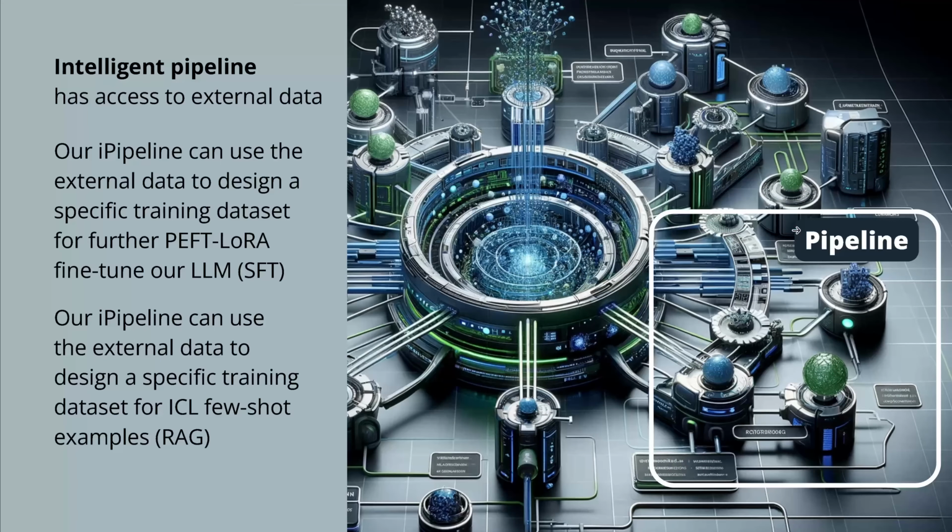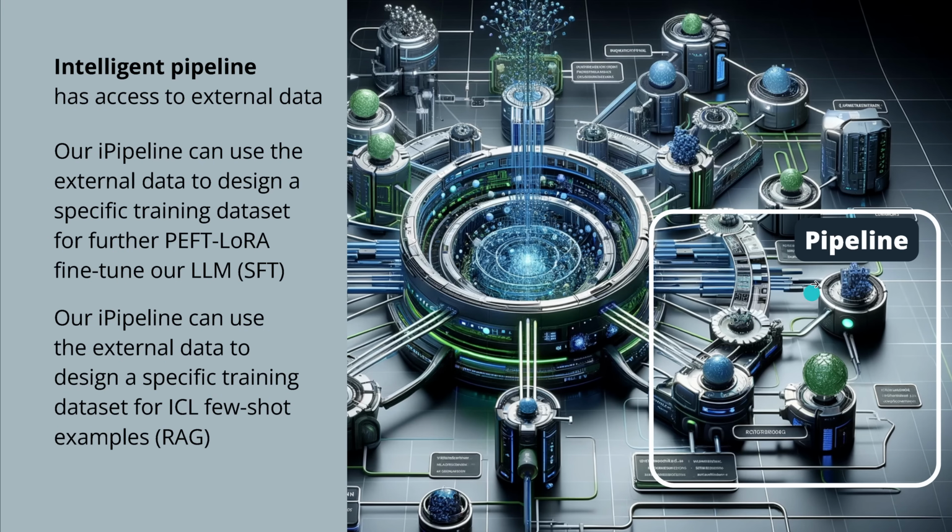So today we're going to find a solution. Just think about it. If we have here our LLM in the middle, and then we have here all our data models and databases and vector stores and whatsoever, and our retrieval model, we have a chance. So if we have an intelligent pipeline, it has access to all the external data. And now our intelligent pipeline can use this external data to design a specific training data set. But it can either decide a training data set for PathLore, so we can fine-tune here our LLM with some supervised fine-tuning algorithm from Hugging Face.